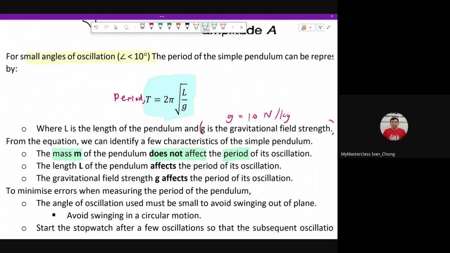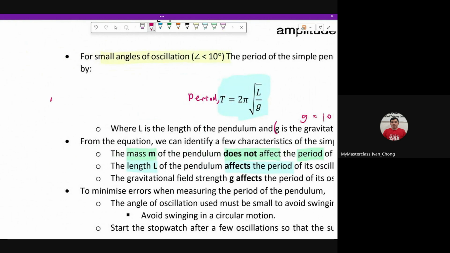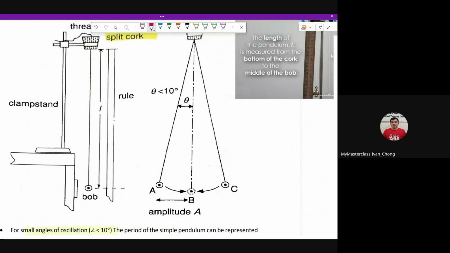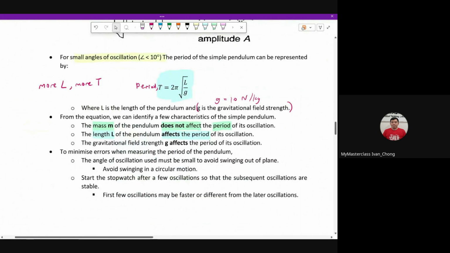But if you notice your L is inside, right? L will affect your period. So what does that mean for this? More L, more T. Which makes sense, right? Because if your string is shorter, it will move a shorter distance. So you should technically take less time to move, right? If you compare to the longer one over here. So by having a shorter length, you will have less T. If you have a longer length, you have more T.